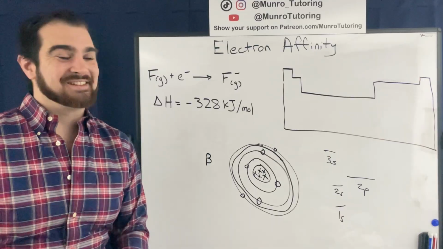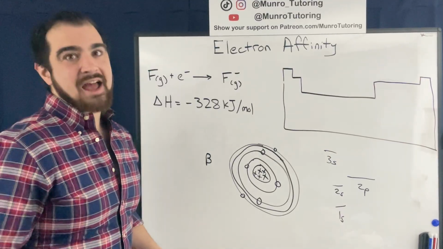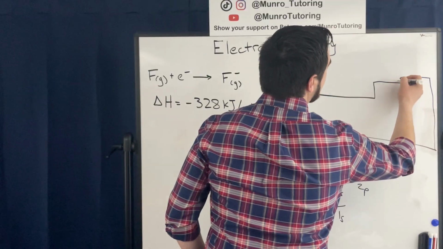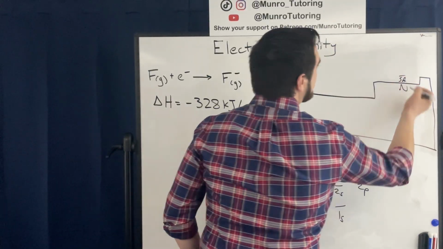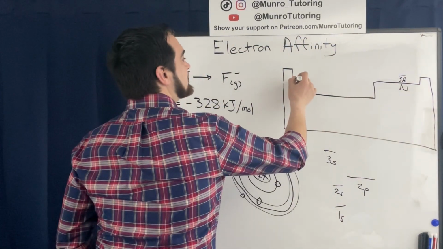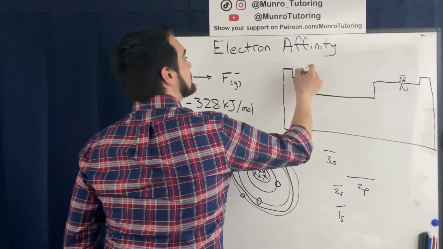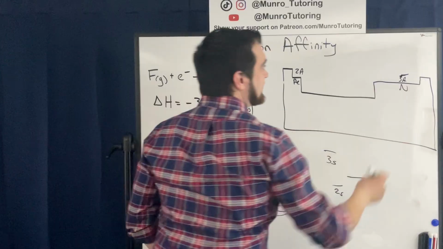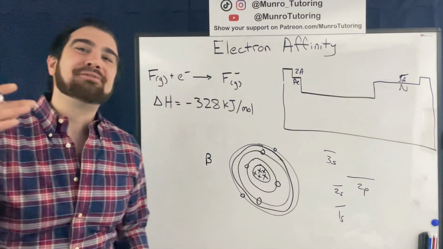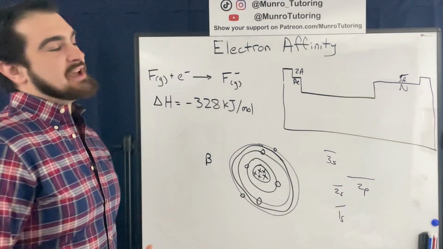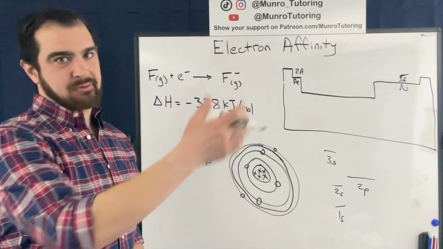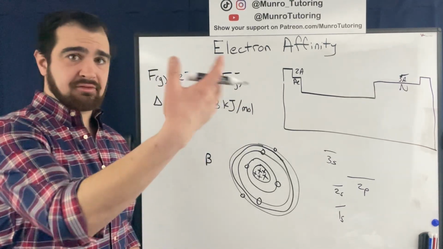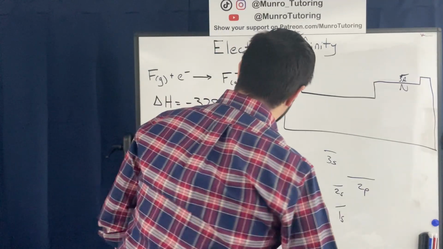Now our next exception is going to happen at group 5A. If we look at group 5A, that's where nitrogen is. So let me just put beryllium here. That was 2A. Let's fix this. That looked bad. Okay. So in group 5A, we have the p3, whatever the shell is. And what does the p3 look like?